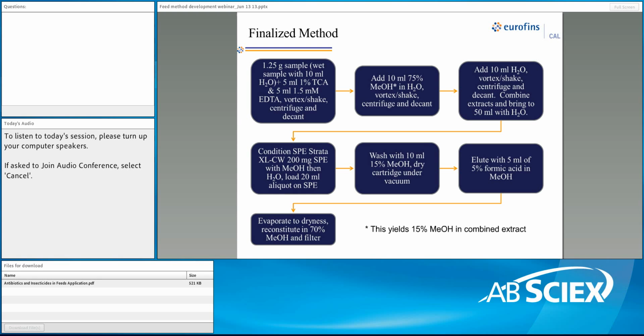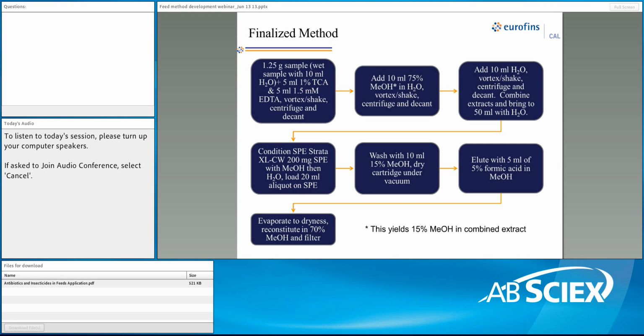We then added 5 mLs of 1% trichloroacetic acid, followed by 5 mLs of 1.5 millimolar EDTA, and those are just vortex shaken, centrifuged, and decanted. As our next step, we added 10 mLs of 75% methanol as an extraction step.